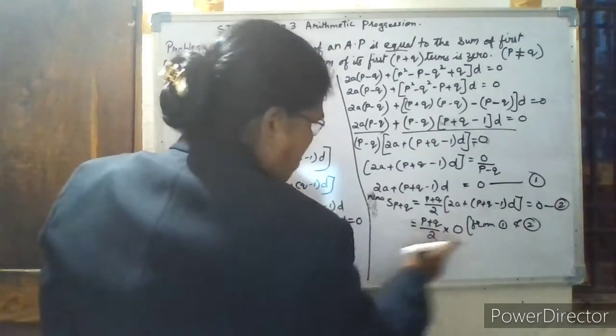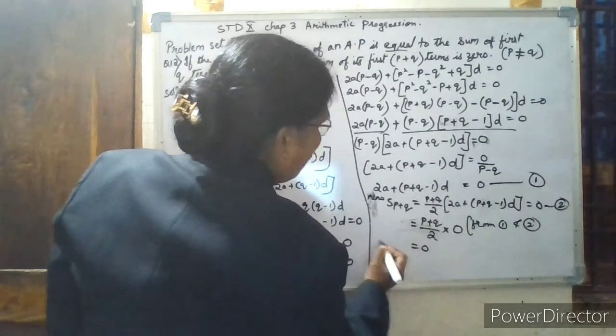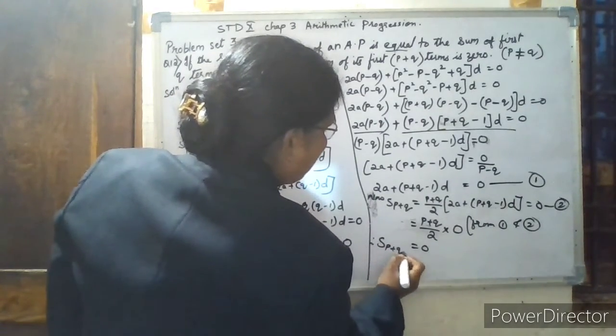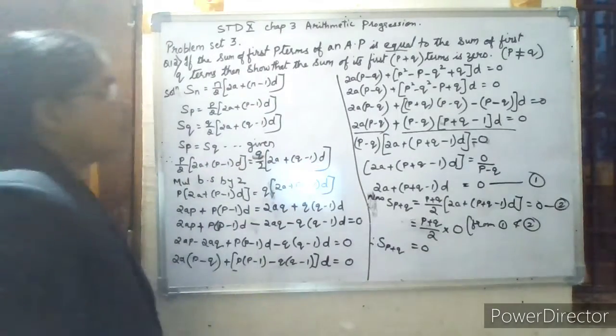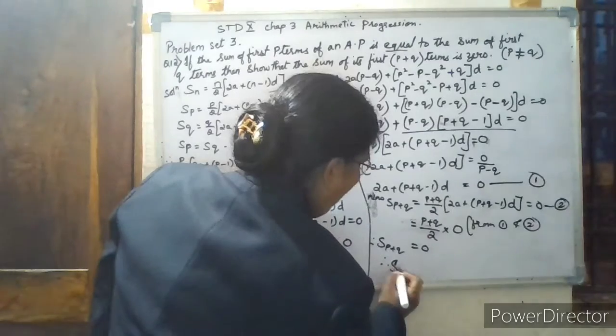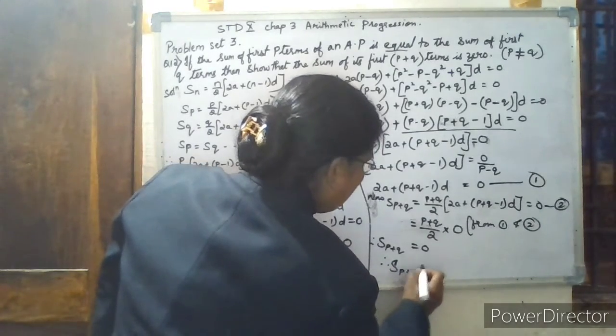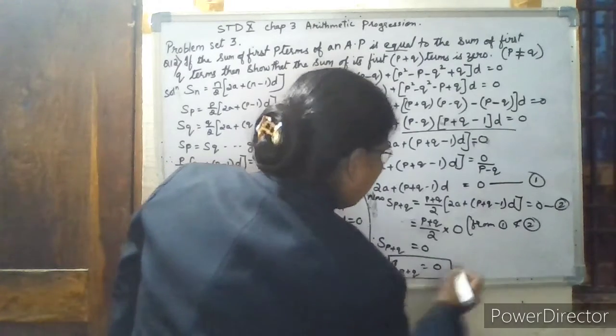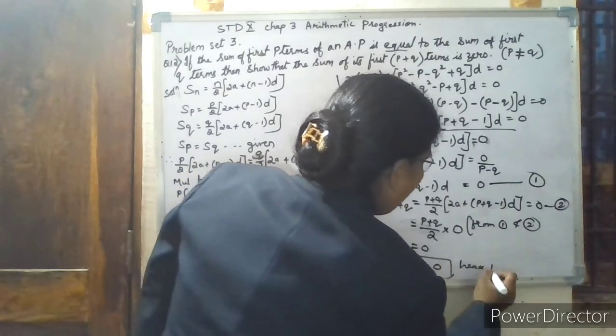Any number multiplied by 0 is equal to 0. So we have got the sum of p plus q terms equal to 0. This is what we had to prove. Therefore, the sum of p plus q terms is equal to 0. Hence proved.